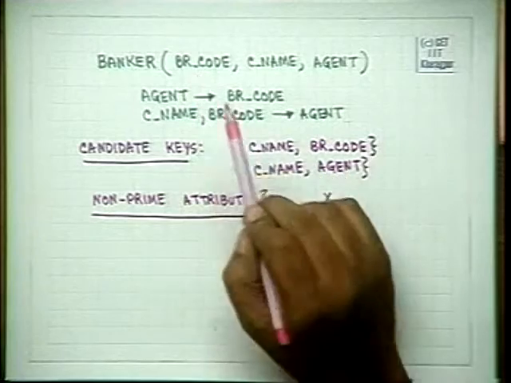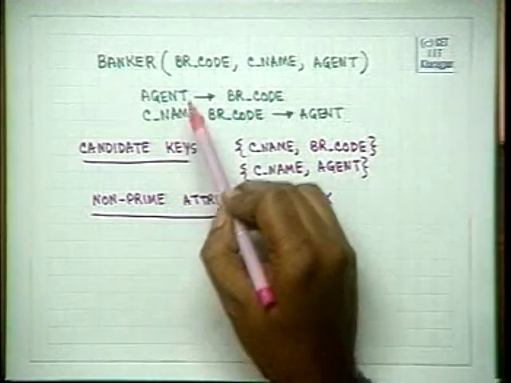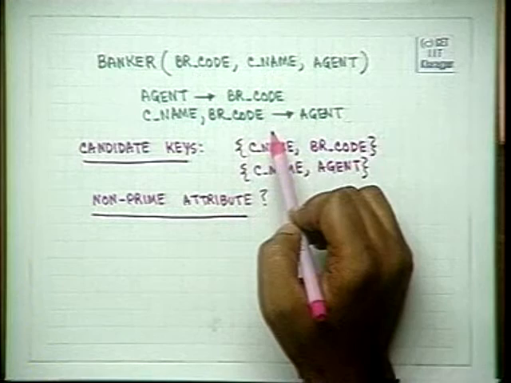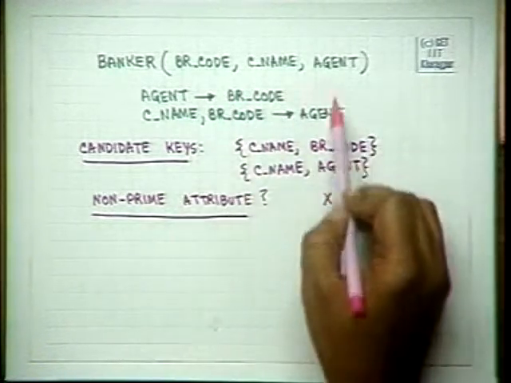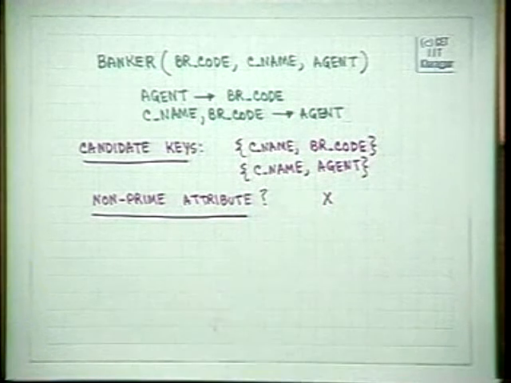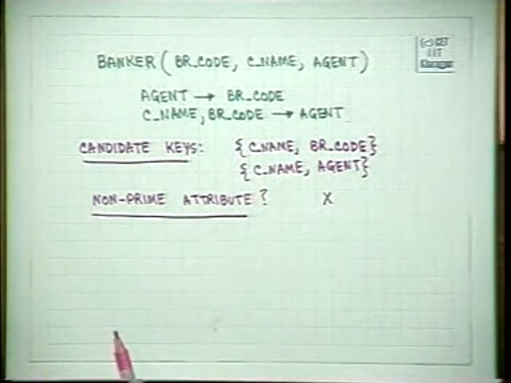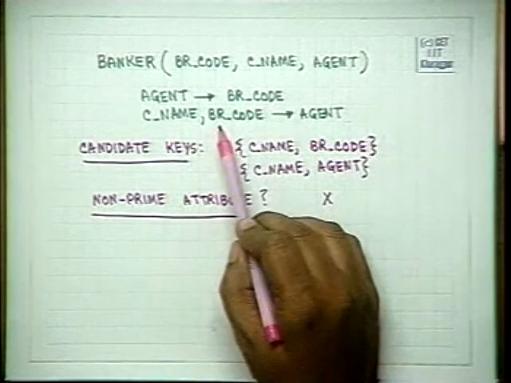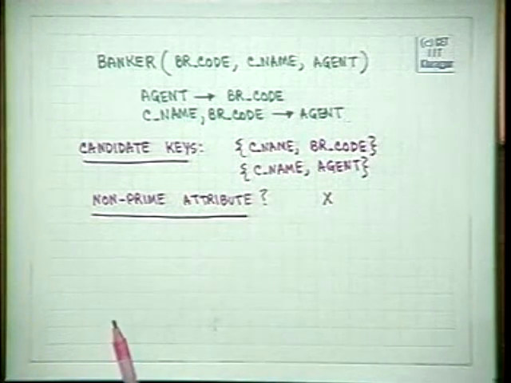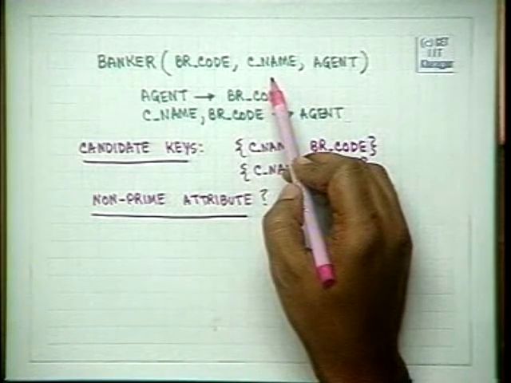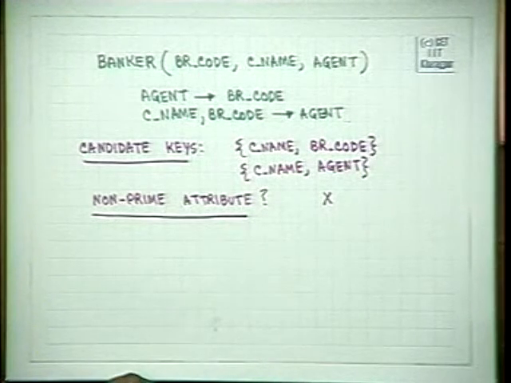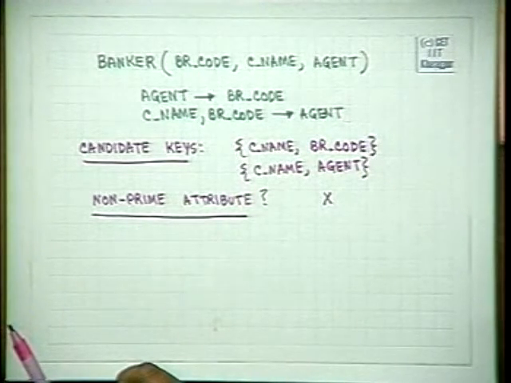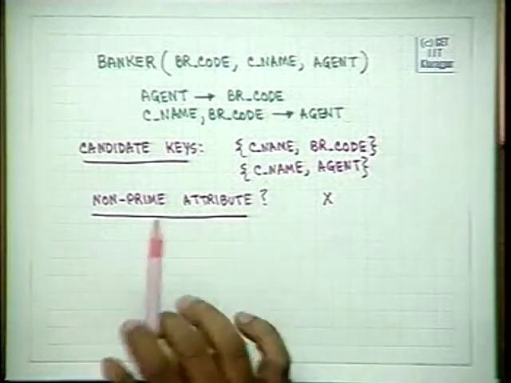Whenever you write down the agent name, you will have to write down the branch code. Many customers may come to this particular agent. Some 25 customers of this branch may come to this agent, and whenever you write down this agent, you will have to write down the branch code. Redundancy is obviously there. So, second normal form also cannot remove all sorts of redundancy.